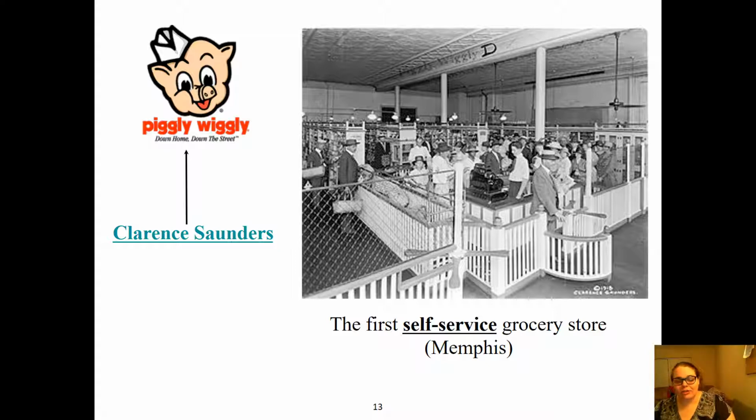But you do need to know this. He is in your standards. Clarence Saunders was the first self-service grocery store in Memphis, Tennessee.